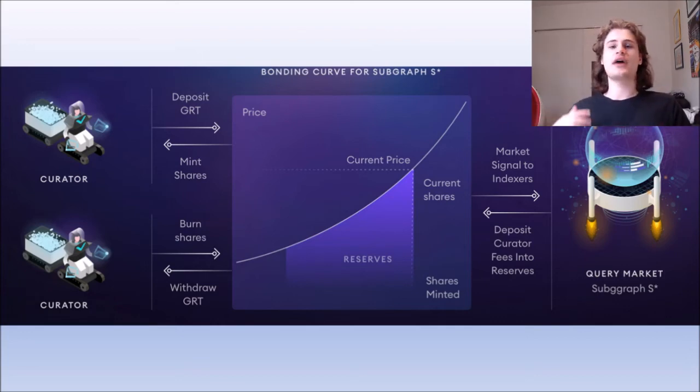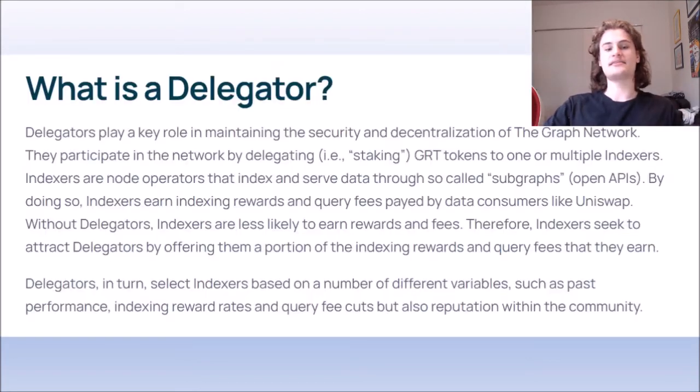Another thing that a curator does is it signals which subgraphs should be made. If there's data that should be used but indexers haven't come up with it yet, a curator will say we need this data right now, and the indexers will go off and make this data.